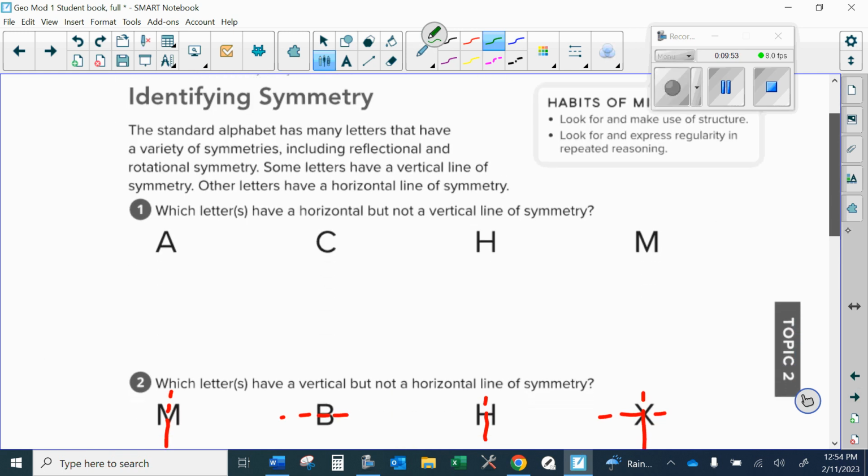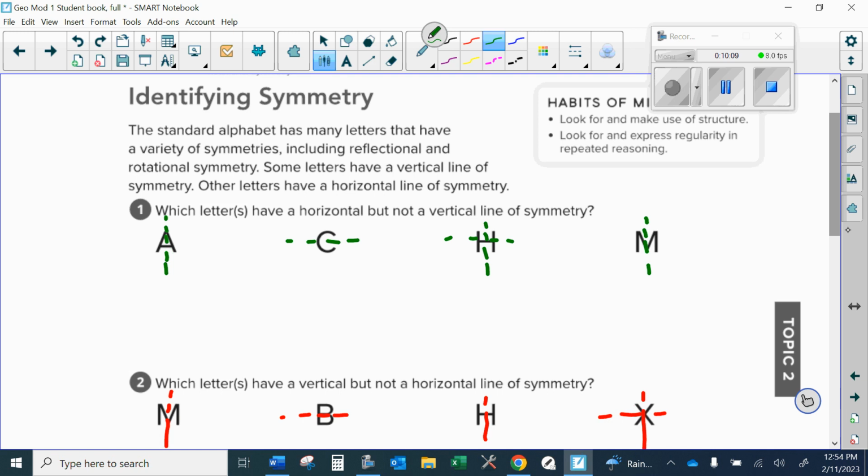Here's just identifying symmetry with letters. Can I draw a line of symmetry that's going to reflect it right back on itself? Yes, right there. Yes, right there. Yes, right there. And right there. Yes, right there only.